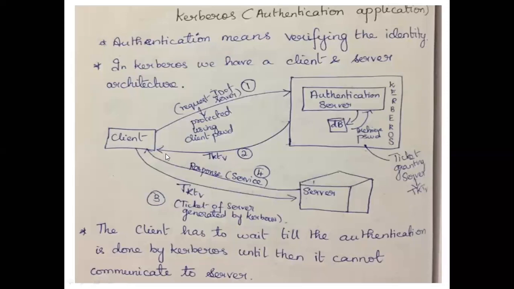Using this ticket, the client sends that ticket to the server. With this ticket, the server will understand that the client is the original one and that it has been approved by the Kerberos. So this information is received by the server. Now the server will send whatever response it has to give. So this is the simple explanation for Kerberos.